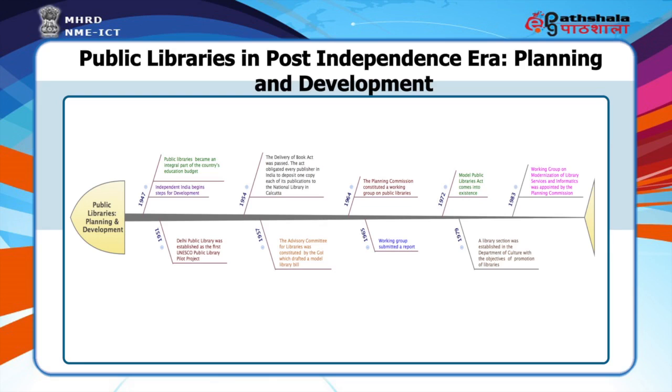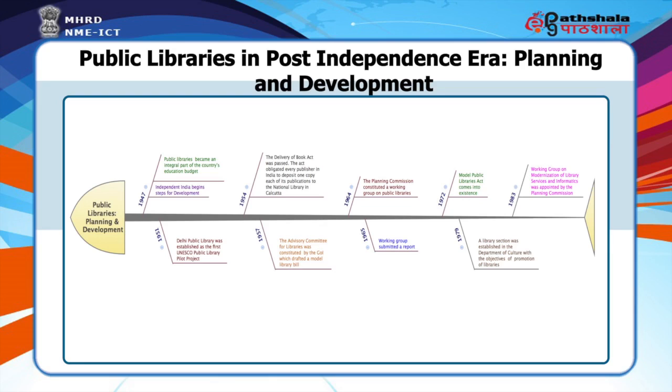As an important developmental initiative, the Advisory Committee for Libraries was constituted in 1957 by the Government of India, which drafted a model library bill. Subsequently, the Planning Commission constituted a working group on public libraries in 1964, and the commission submitted its report in 1965 with the Model Public Libraries Act in 1972.